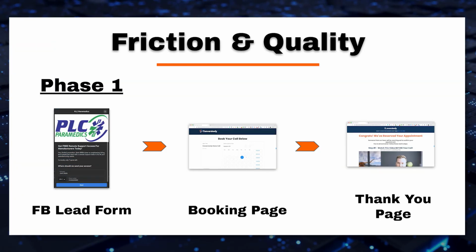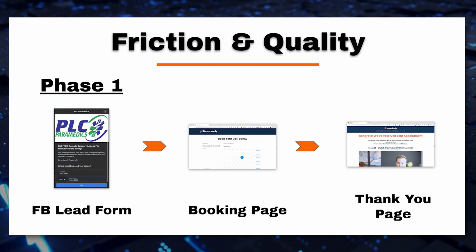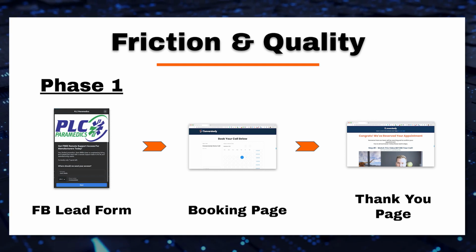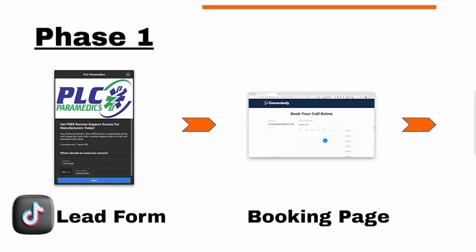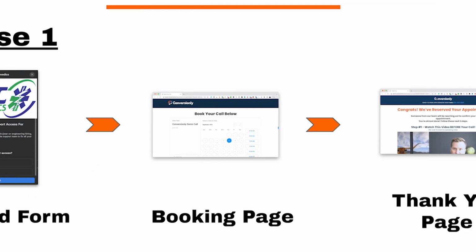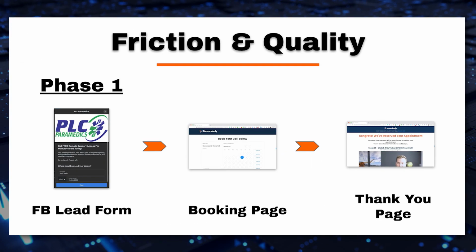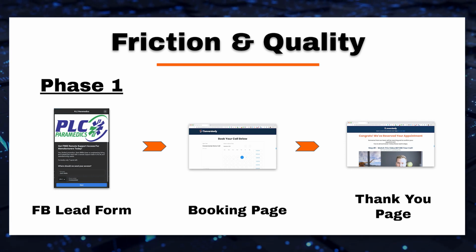So phase 1 in advertising and increasing the quality on your sales appointment is you're going from a Facebook lead form or a TikTok lead form, essentially a native form, going to a booking page and then going to a thank you page. That's the least amount of friction as you possibly can have, more volume, more sales calls.